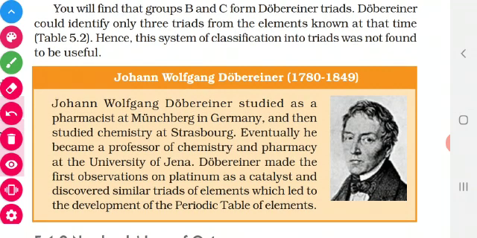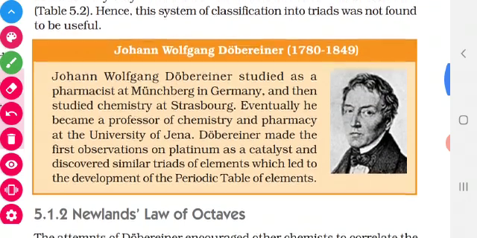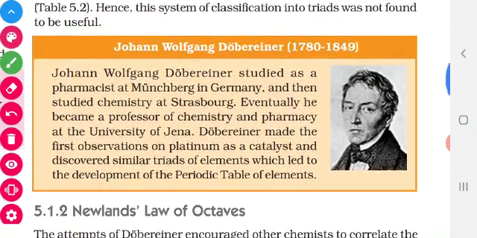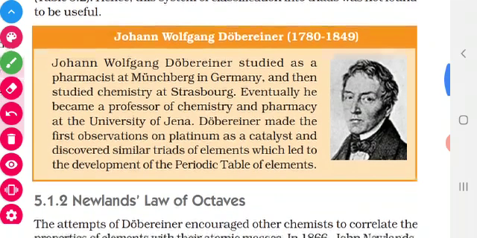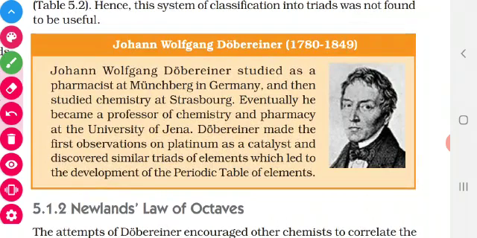And also he studied chemistry, and he became the professor of chemistry and pharmacy. He is the first person to identify platinum as a catalyst. What is meant by catalyst? It will speed up or slow down the chemical reaction, but it will not be involved in the chemical reaction. And he is the first person to develop the periodic table. This class we have seen about Dobereiner's triads only.